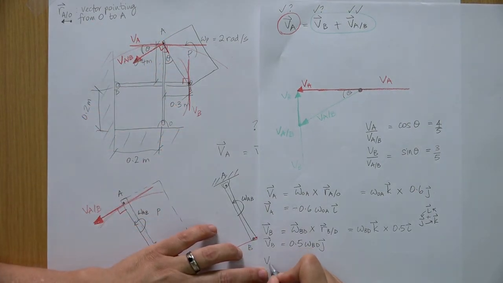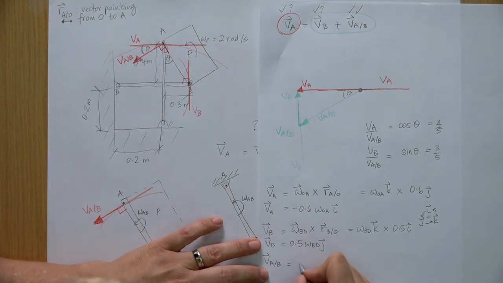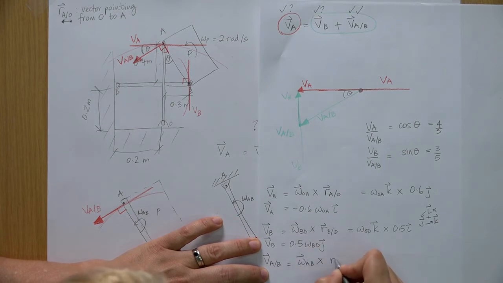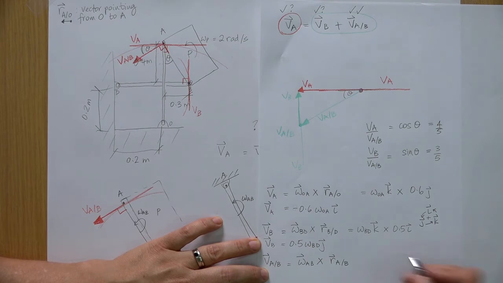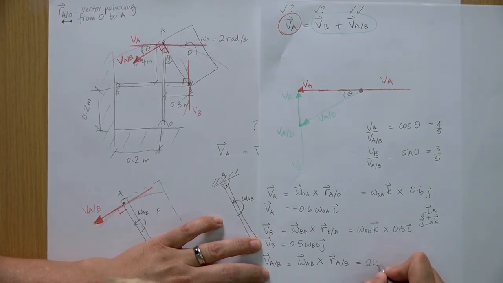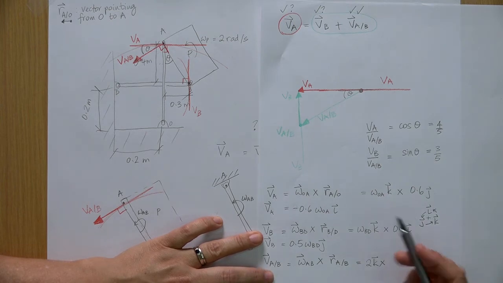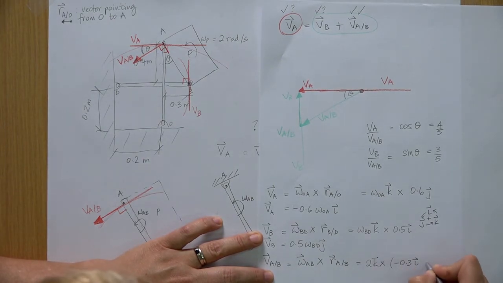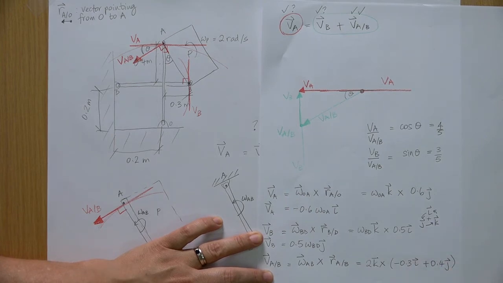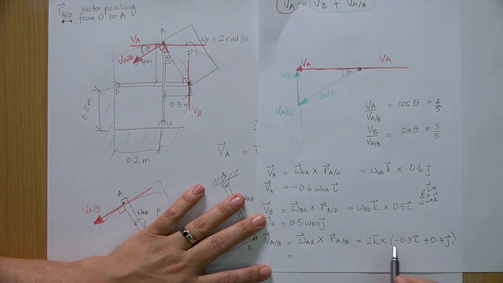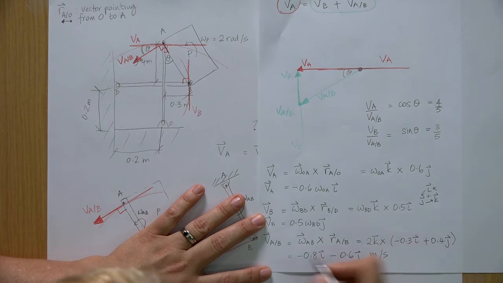Finally, VA relative to B equals omega AB crossed with RA relative to B. Omega AB I know is 2 and it's counterclockwise, which is positive K. RAB points from B to A, negative 0.3 I plus 0.4 J. So that works out to be K crossed with J gives us negative I, negative 0.8 I. K crossed with I gives us J, minus 0.6 J meters per second.